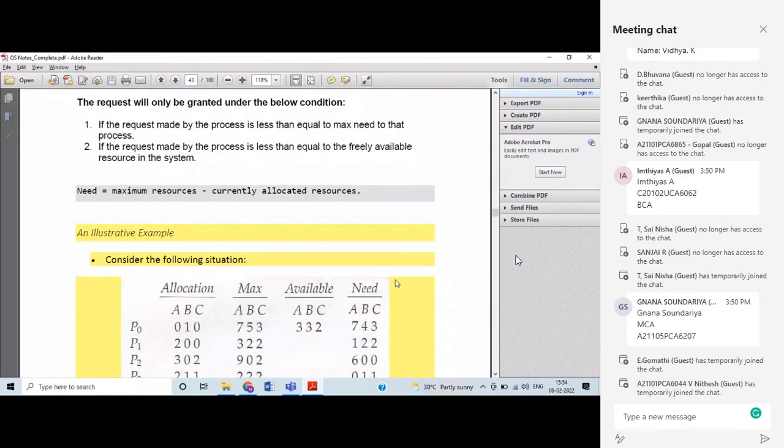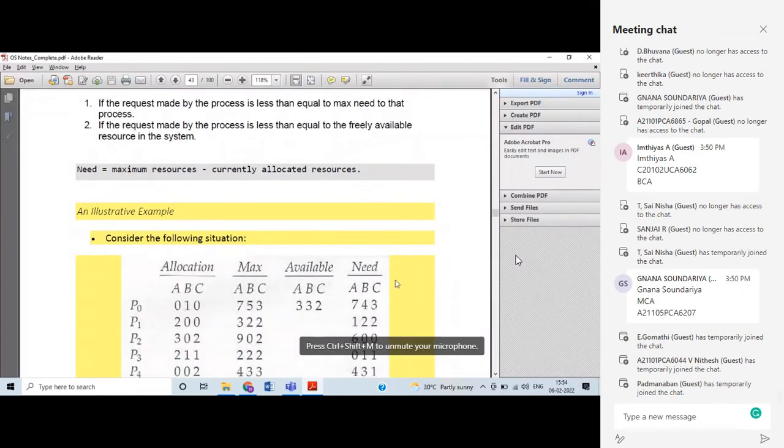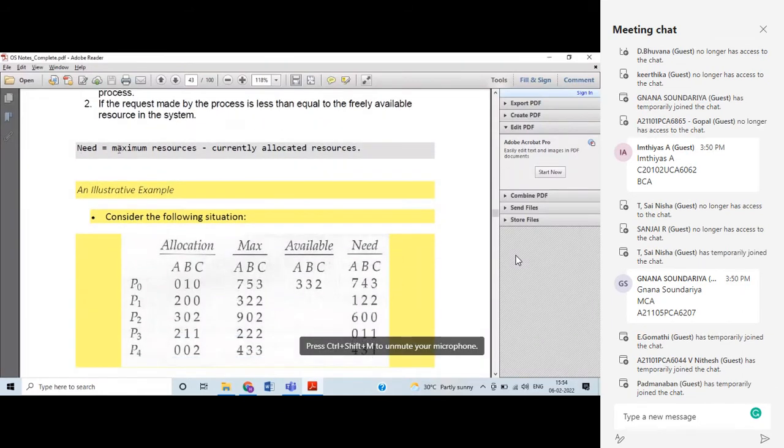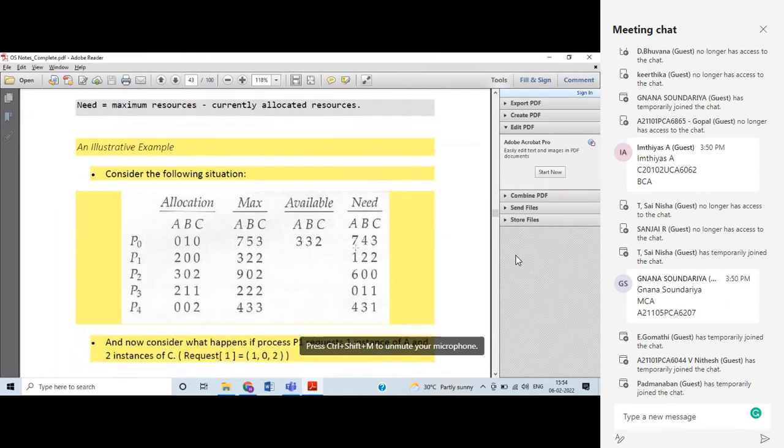So we will see one example here for the Banker's algorithm. Need is equal to maximum resources minus currently allocated resources. Okay, maximum resources minus currently allocated resources.